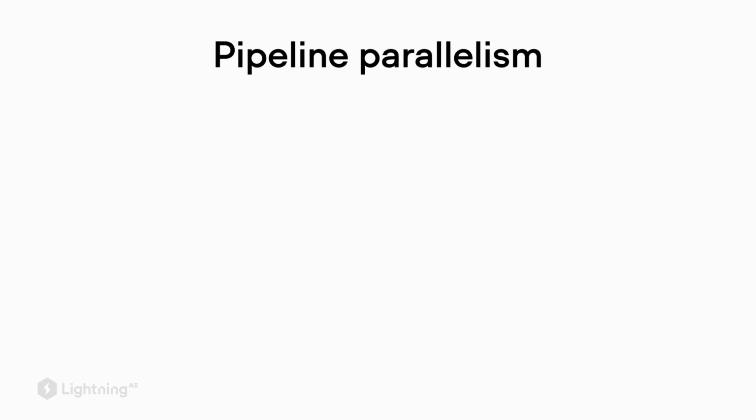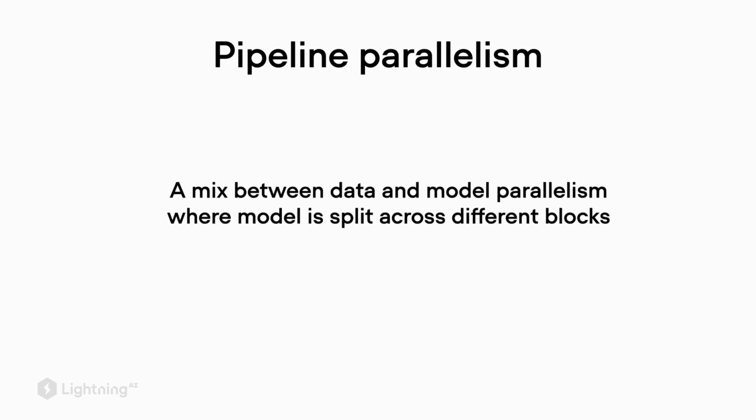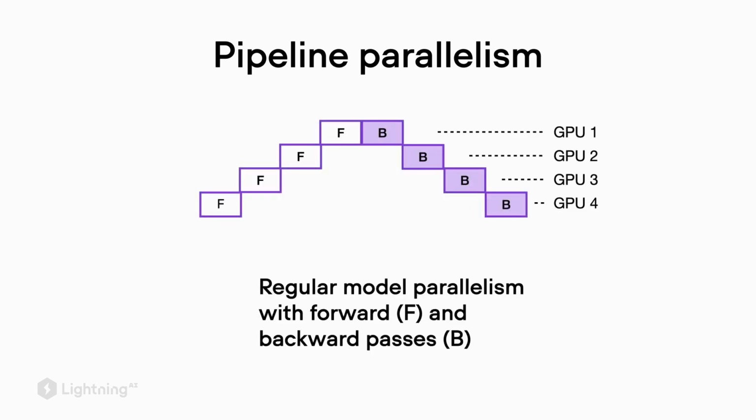Let's now talk about pipeline parallelism, which is a mix between data and model parallelism, where the model is split across different blocks. Think back to the original model parallelism strategy where we have different layers on different GPUs, which is visualized here.